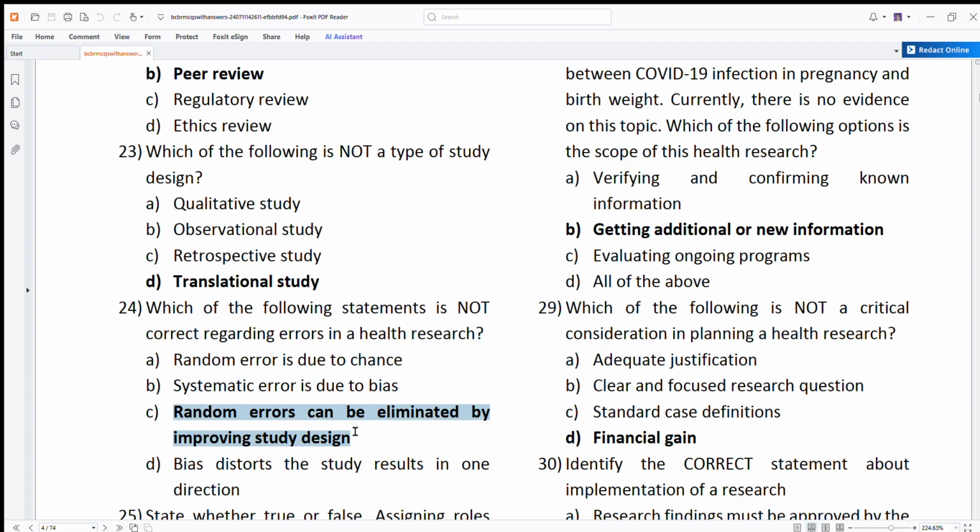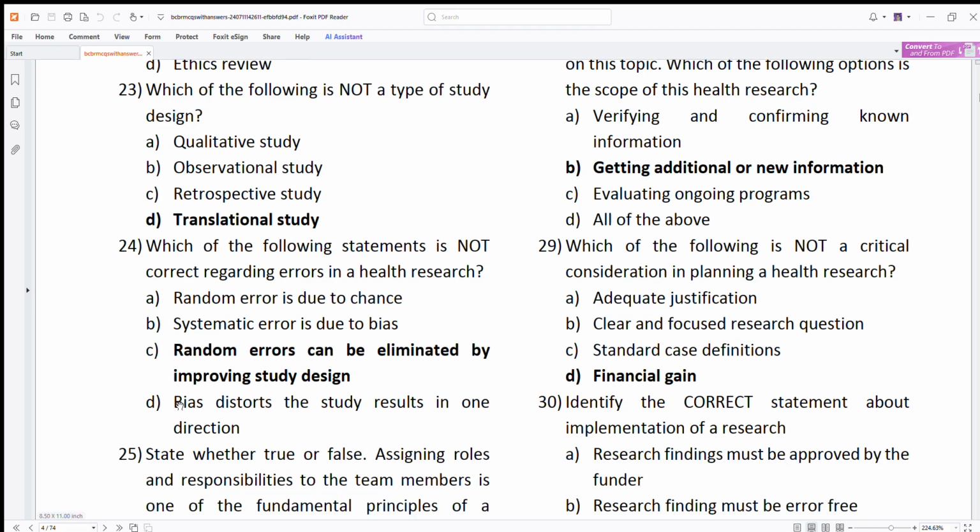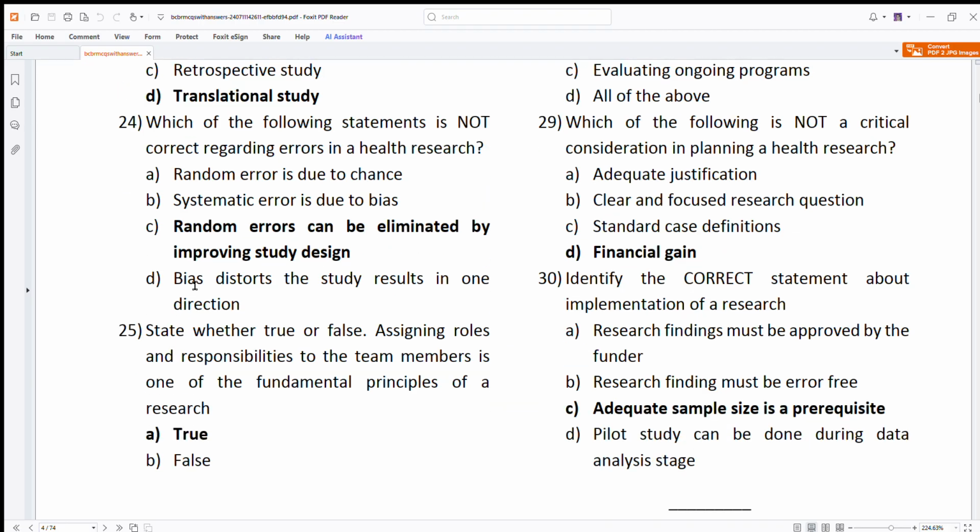Random errors can be eliminated by improving study design. No, not at all. It is not correct regarding errors in health research. And bias distorts the study results in one direction. Yes, this is true. But random errors cannot be eliminated by improving study design, because it is an error by chance. Bias can be decreased by increasing the sample size, but random errors occur due to chance. So the answer is C.